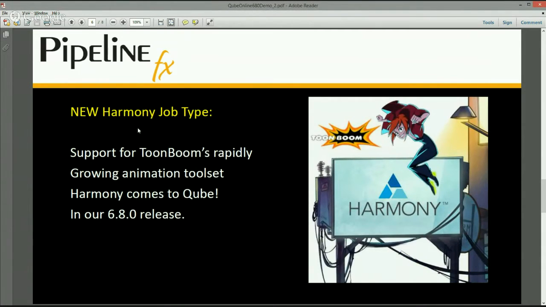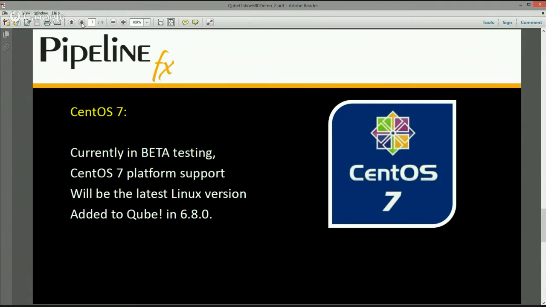You can take a first look at this during the week of Siggraph. I think we'll actually be in the booth with Toon Boom, so if you have questions, you can ask both of us. And finally, we'll be adding support for CentOS 7. This is currently in beta testing with a few clients, so we're hoping to get whatever feedback they may have and make any changes, so that when we release in production, it's nice and solid. Expect to see that in 6.8.0.